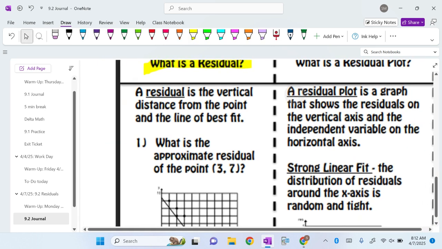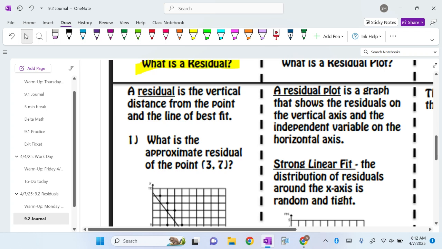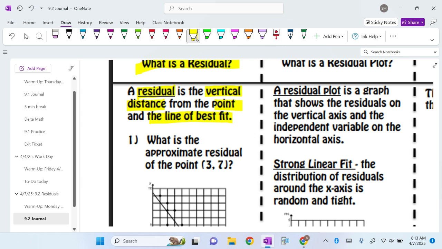So, I'm under the very first flap. A residual is the vertical distance from the point to the line of best fit. In other words, remember we have our scatter plot and then we have the line of best fit going through it. The residual is the distance from the scatter plot point to our line of best fit.